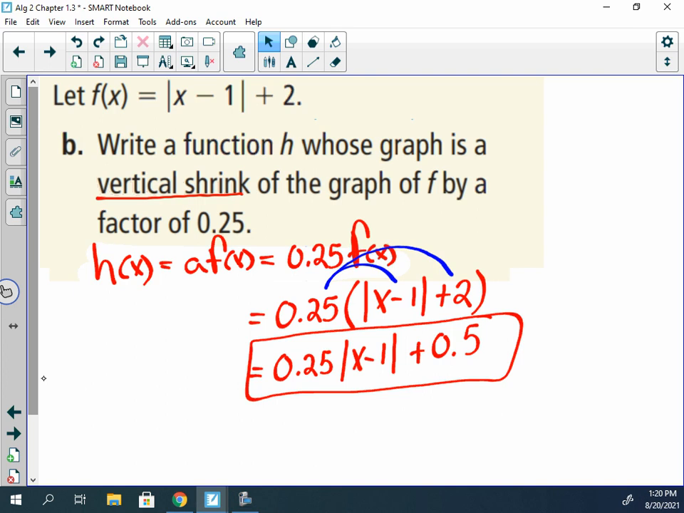Horizontal translation, movement left or right. Vertical translation, up and down. Reflection across the x, reflection across the y. Horizontal stretch and shrink, vertical stretch and shrink. Having those written out, that's perfectly fine, because again, when you take the test, you can write those out on the review sheet to have access to.